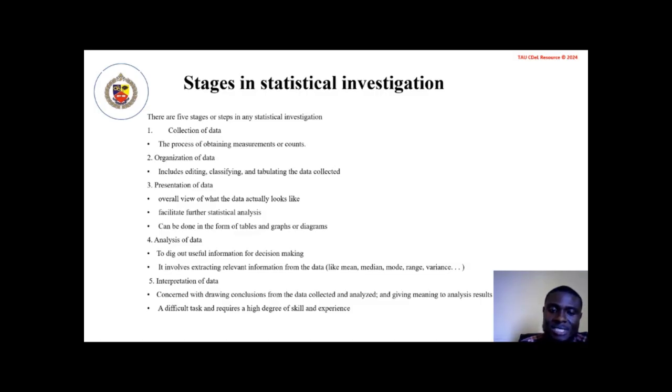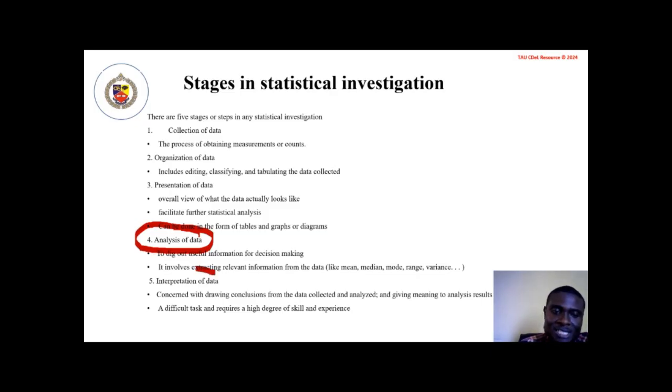Oh my God, this is very important. This point number 4, analysis of data. It is at this point you will be making sense from the data. In fact, this is very important. You need to take note of this as if your life depends on it.